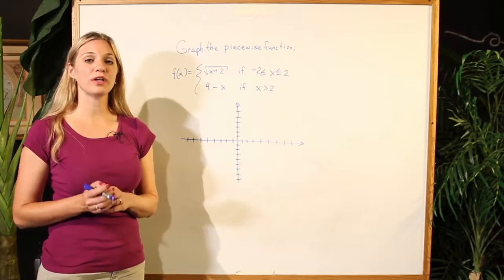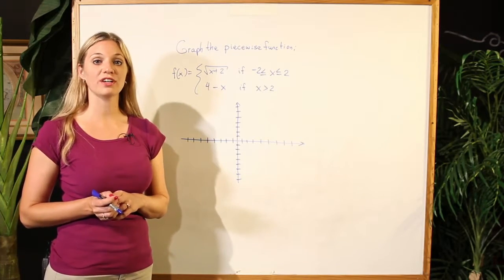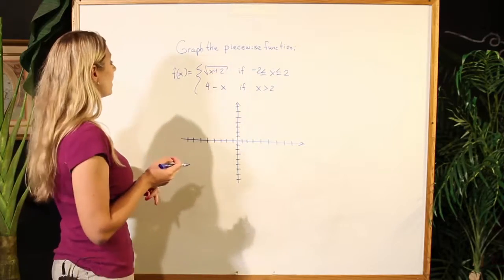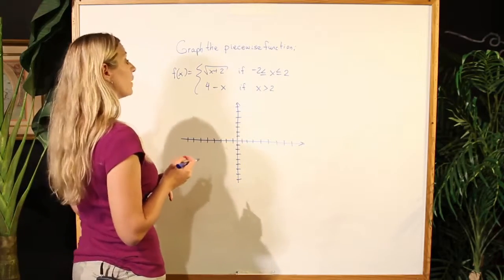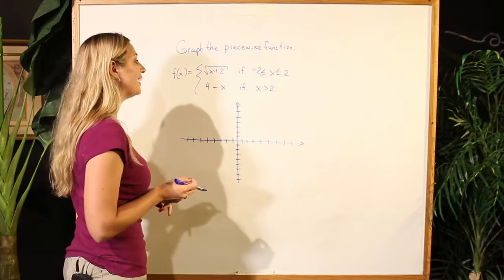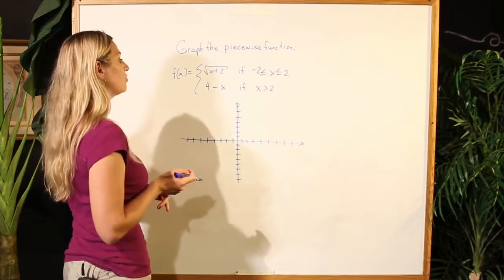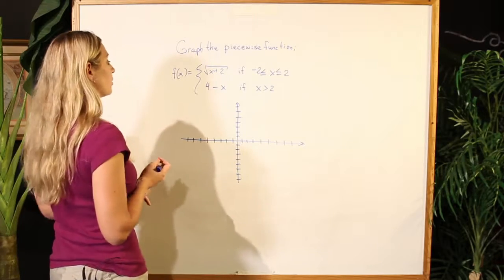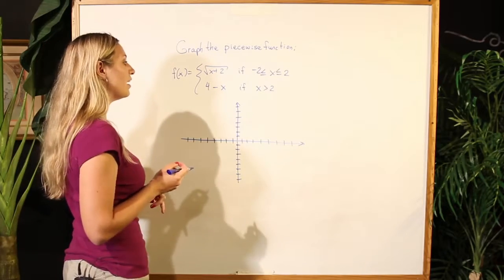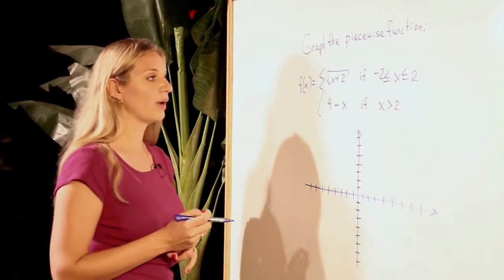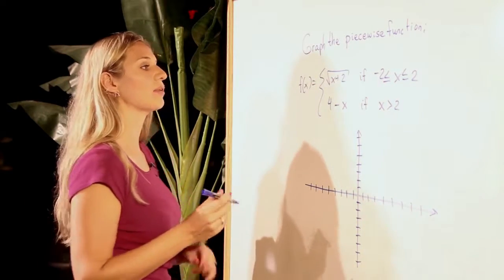In this exercise, we are going to graph piecewise functions. Consider the following piecewise function. f of x is equal to the square root of x plus 2 if x is between -2 and +2 inclusive. But f of x is equal to 4 minus x if x is strictly greater than 2. We will go ahead and graph each piece separately.